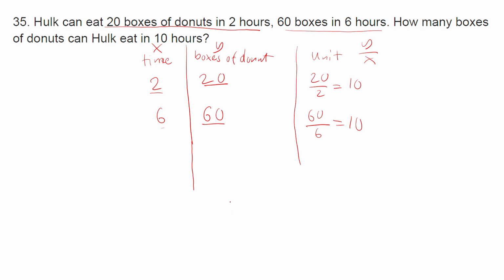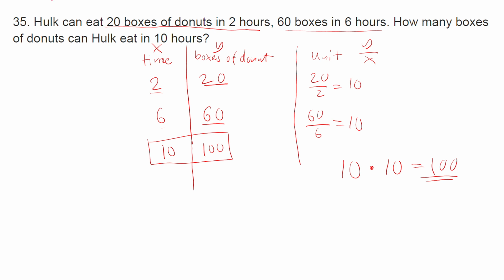So in 10 hours, if you're eating 10 boxes of donut per hour, after 10 hours, how many boxes of donut can you eat? Using your analysis, that's 100, right? Because how many hours is that? That's 10. And then every hour, you can eat 10 boxes. So that's 10 times 10, that's obviously 100. And that's actually the answer.